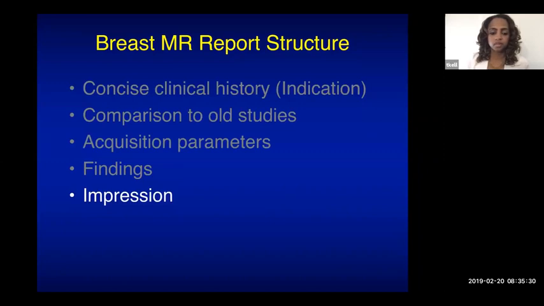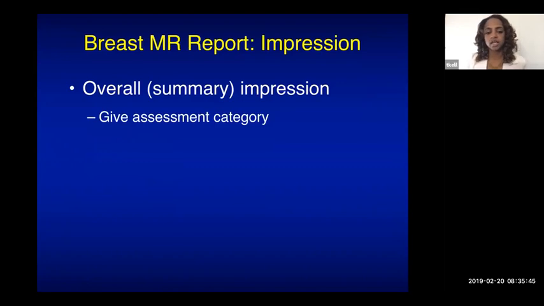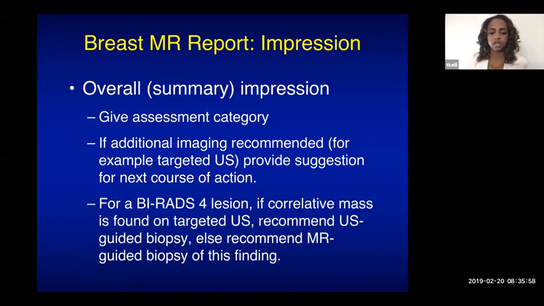So now we move on to impression. We've described all the findings that you might be able to see on an MRI. Impression is your overall summary that you would give to the clinician. So you want to give an assessment category based on BI-RADS, and we'll go over that. In addition, if there's any imaging recommended, you want to provide suggestions for the next course of action. So you want to guide your clinicians on what to do next after you give the assessment.